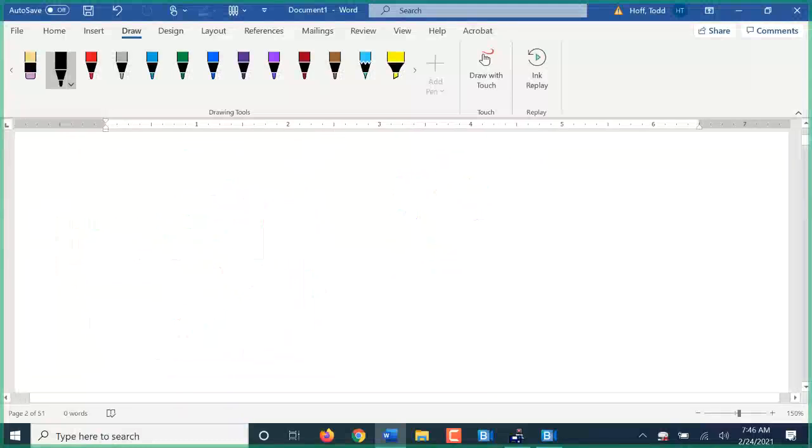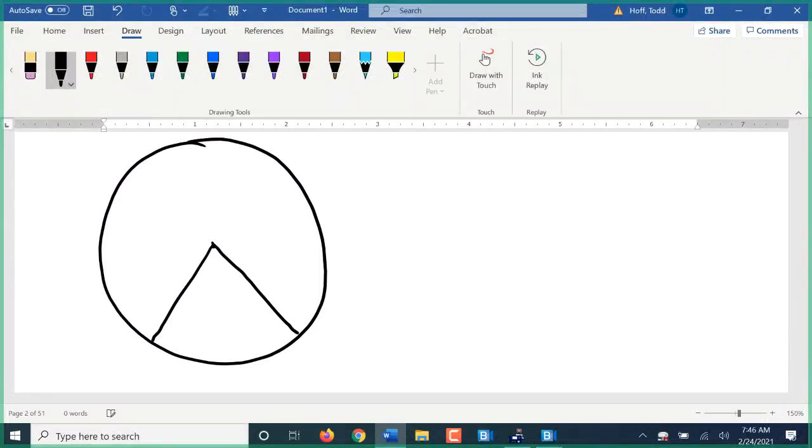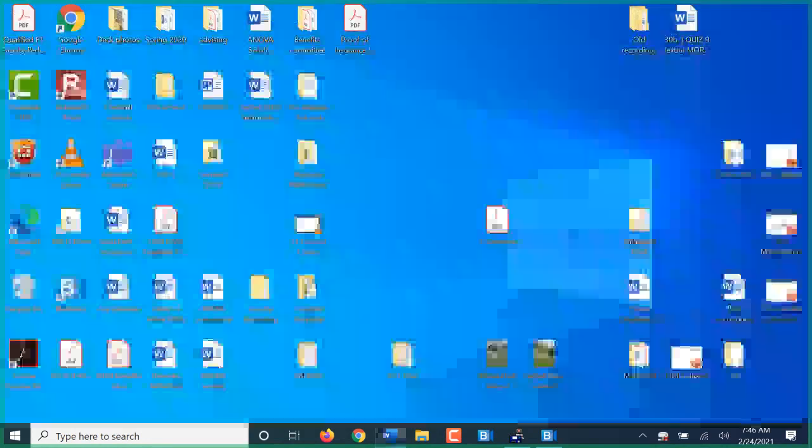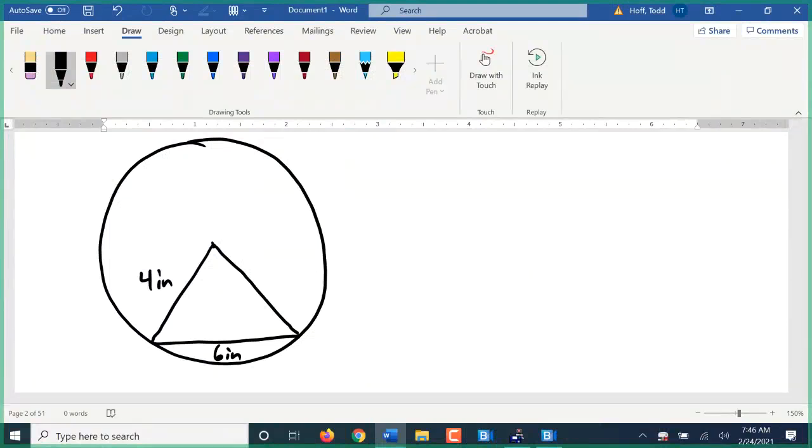But where that gets to be useful is if we combine it with that previous piece. Say I have a circle that I know has a radius of 4 inches. Hitting a chord here, get back here, 6 inches. I want to know what the height of this triangle is.